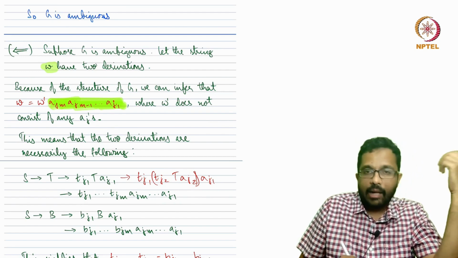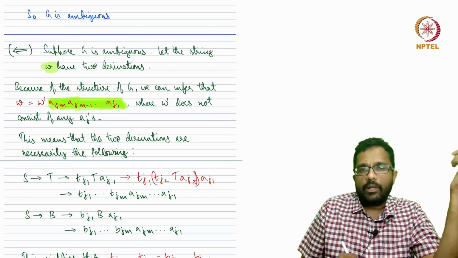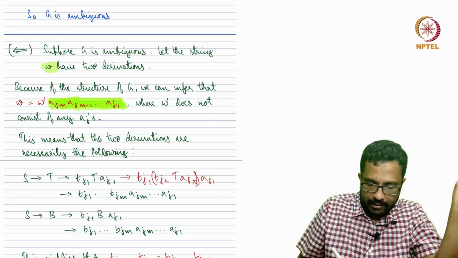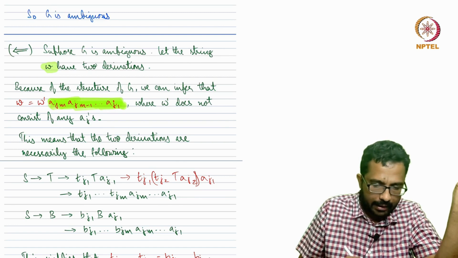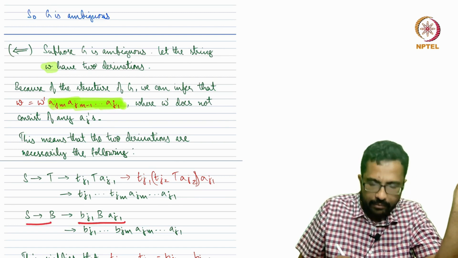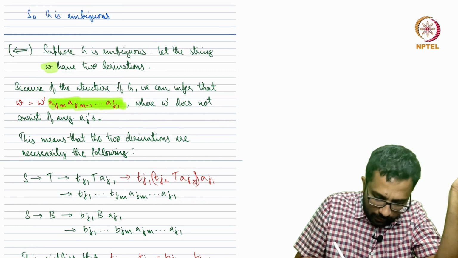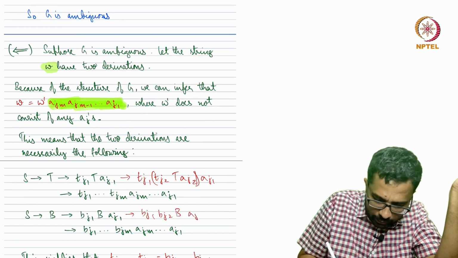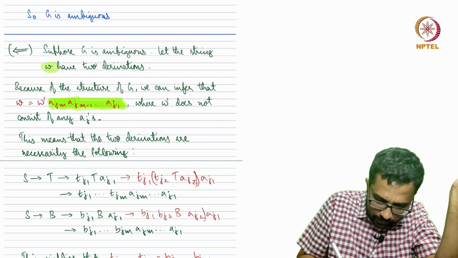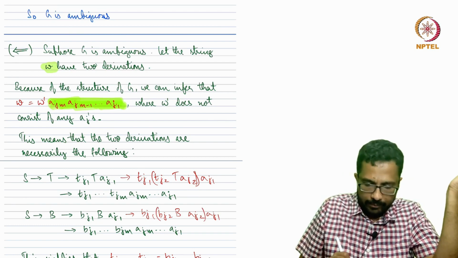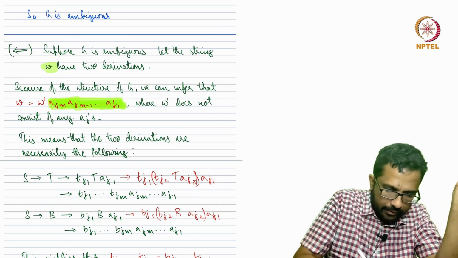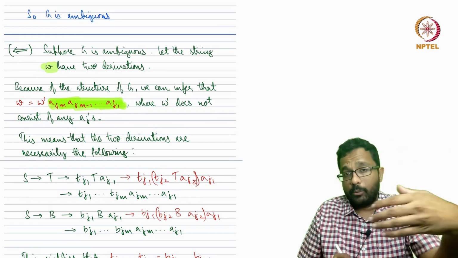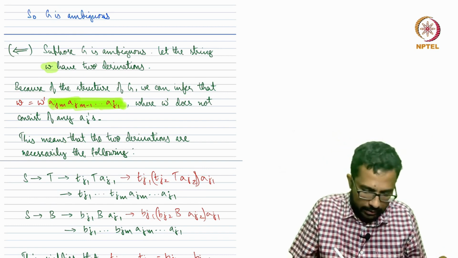Similarly, the other possible derivation, because of the structure of the grammar, is that the ending symbol is aj1. So the other possibility is S gives B and B gives Bj1 B aj1, and again Bj1 Bj2 B aj2 aj1, right? And finally we get this string Bj1 up to Bjm, ajm up to aj1, right? So these are the two strings.